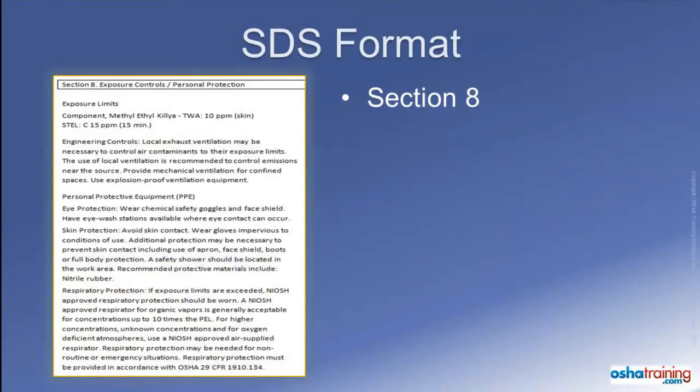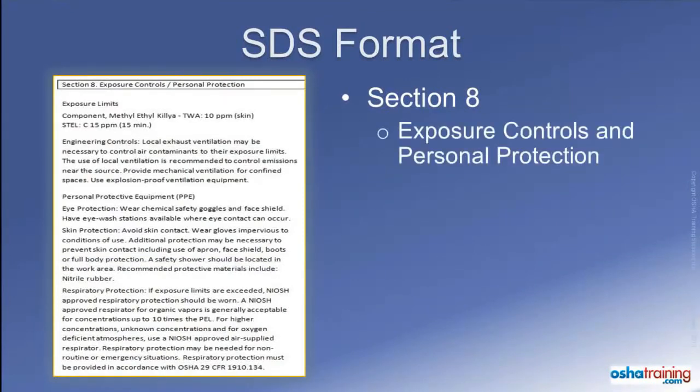Section 8 of the safety data sheet, titled Exposure Controls and Personal Protection, lists the OSHA permissible exposure limits, or PELs, for the chemical or chemicals contained in the product. These mandatory limits dictate when it will be necessary to utilize controls such as ventilation systems or respiratory protection devices to protect workers from the ill effects of overexposure to the chemical.